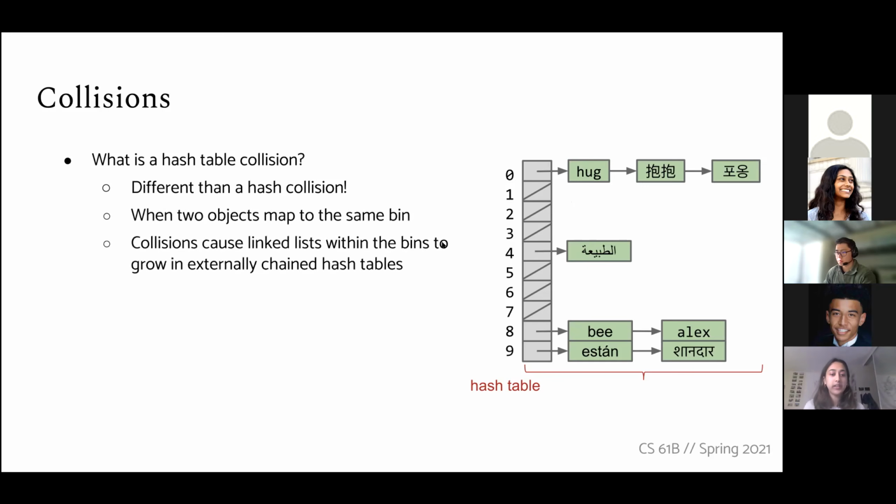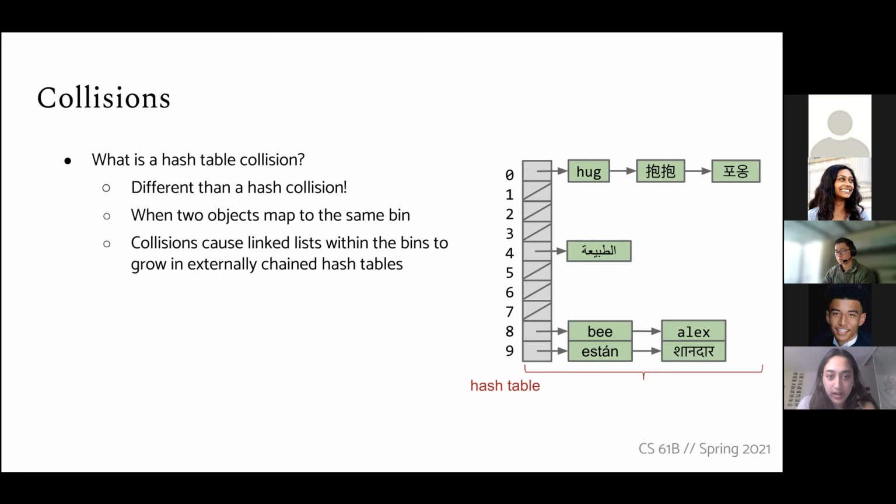Collisions can cause linked lists within the bins to grow in externally chained hash tables. In an externally chained hash table, we're essentially going to be able to keep adding on to one bucket. As we can see here, it kind of looks like a linked list structure in that 0th bin, and that's because this hash table that we're using is externally chained. And we don't want a linked list, because if you remember from earlier, to find any object within a linked list is going to take order of n time. But we actually want lookup in our hash tables to happen in constant time. And so that's why we really want to avoid collisions.